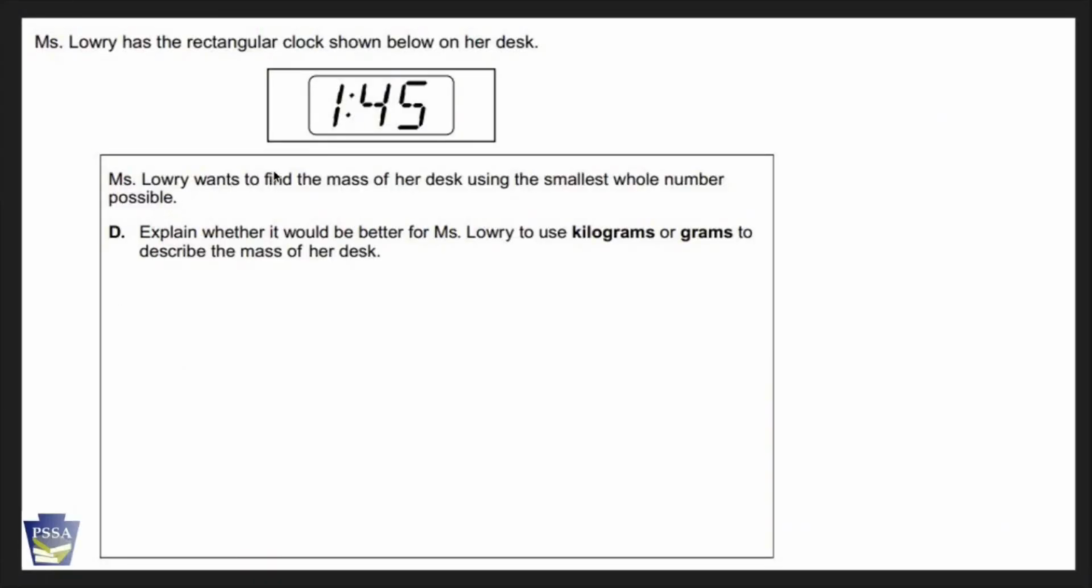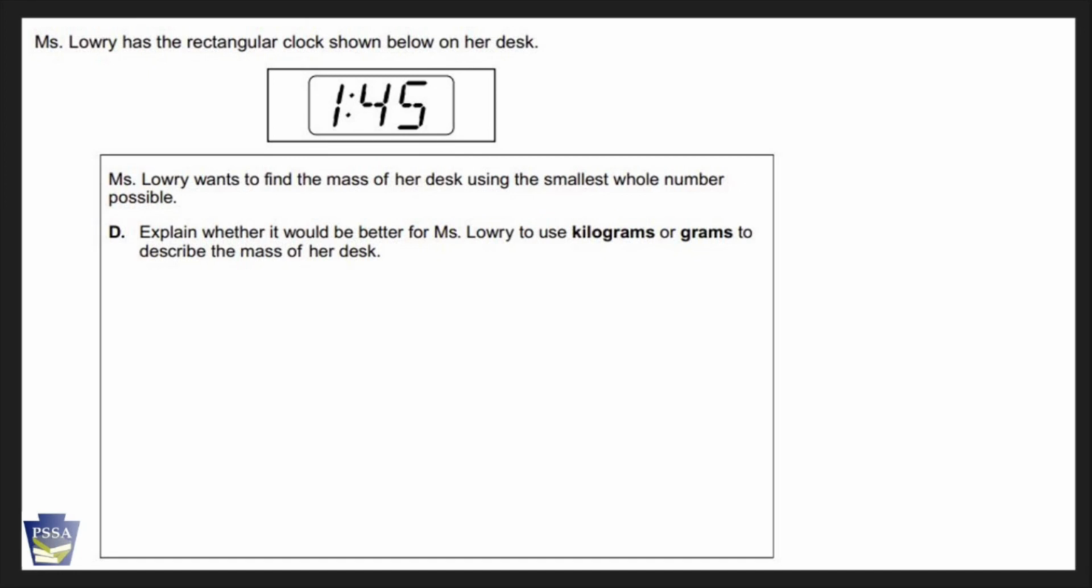Miss Lowry wants to find the mass of her desk using the smallest whole number possible. Explain whether it would be better for Miss Lowry to use kilograms or grams to describe the mass of her desk. All right, grams are very, very small things. Like if you were to take something like salt, like you sprinkle a little bit of salt, or if you ever look at the back of packages of food, it'll tell you that if you drink a soda, there's like 50 grams of sugar in here. It's a very small amount.